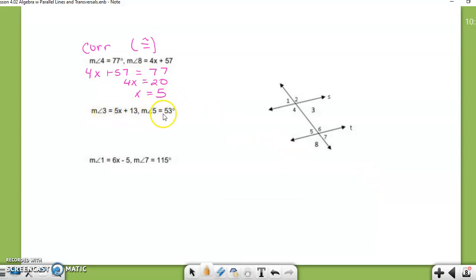Looking at measure of angle 3 and measure of angle 5. 3 and 5 are alternate interior angles, which makes them congruent. Notice how I'm always looking at the relationship first and what that relationship means, and that helps me set up my algebraic equation.